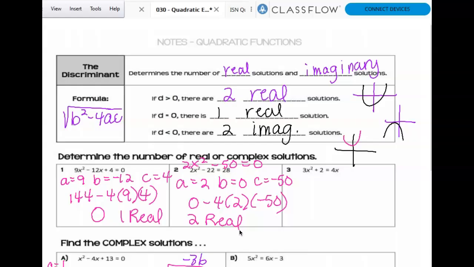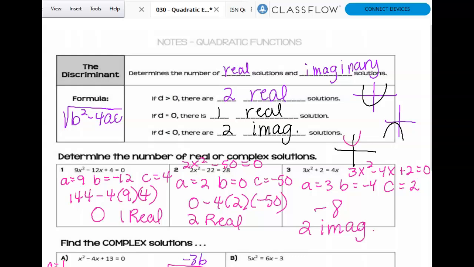Okay, last one. Jacob, what's the A? Vincent, what's the B? It's what? Negative 4. And what's the C? 2. All right. Figure out if this is positive, negative, or 0. I got negative 8, so it's 2 imaginary solutions.